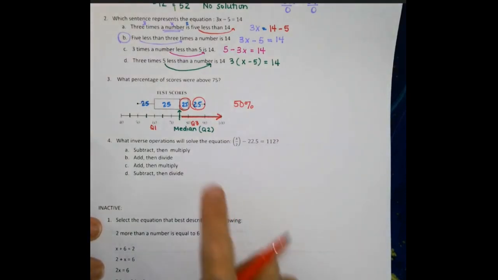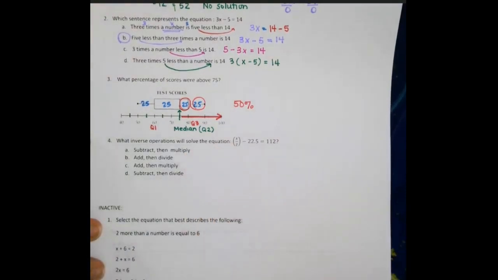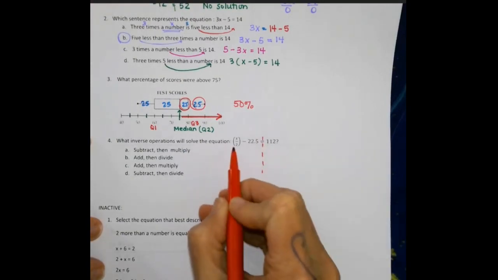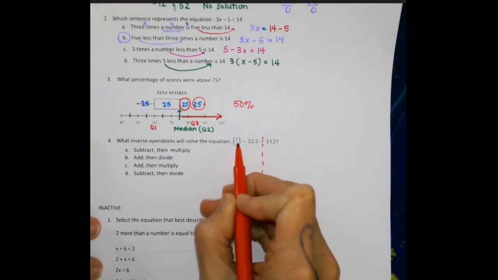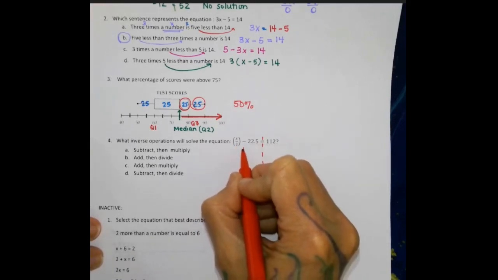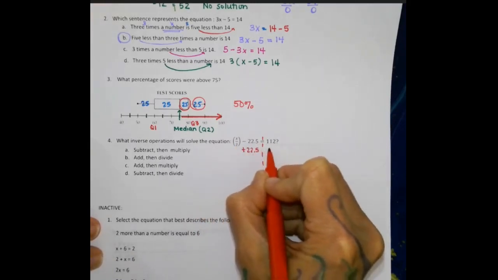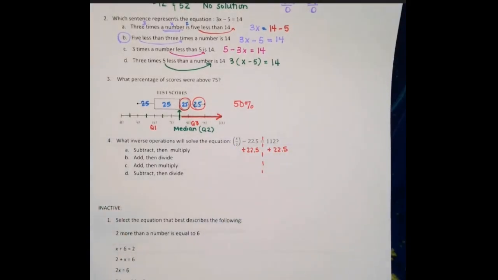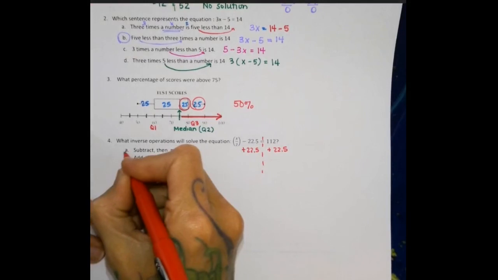What inverse operation will solve this equation? So again, line of great divide. This guy's in parentheses. That's awesome. So the first thing you want to do is add 22.5. And this is with a calculator, so you could solve it, but we want to make sure that's not really even what it's asking. So you're looking for the ones that say add first. So A and D are out.